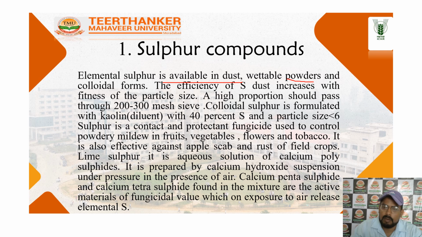Elemental sulfur is available first in dust form, second as a wettable powder, and last in the colloidal form. These are the three forms of sulfur available. The efficiency of a dust increases with the fineness of the particle size, with a high proportion passing through 200 to 300 mesh. Colloidal sulfur is formulated at 40% sulfur, with a particle size of less than 6.